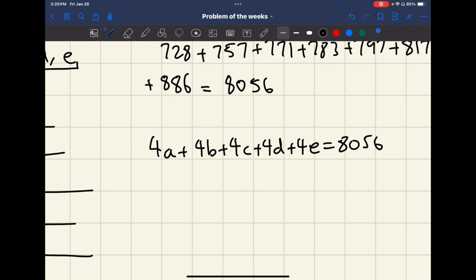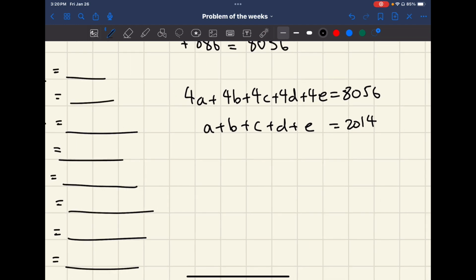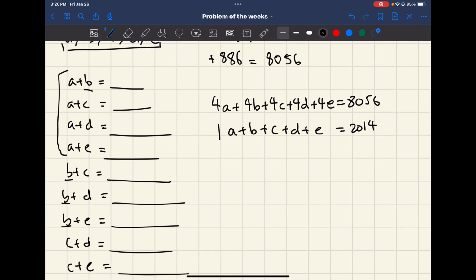But we get this expression. So to find the sum of all the rocks, we just divide 8,056 by 4, which is 2014. Huh, interesting. Okay. Now, next thing we're going to do, we know the sum of all the rocks.